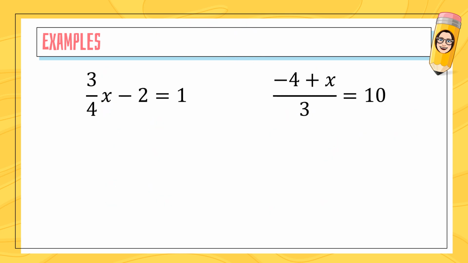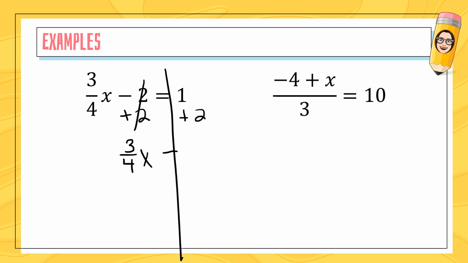All right, let's keep thinking about that PEMDAS. If you needed to, make sure you write that down on the side of your paper. I like to draw the line. Instead of subtract 2, we're going to add 2. 3/4 x equals 3. Now here you have some options.